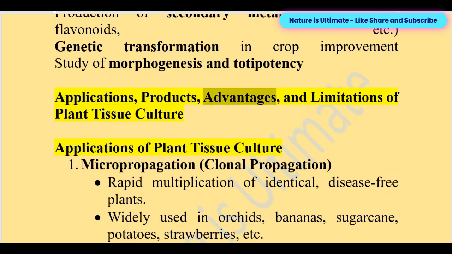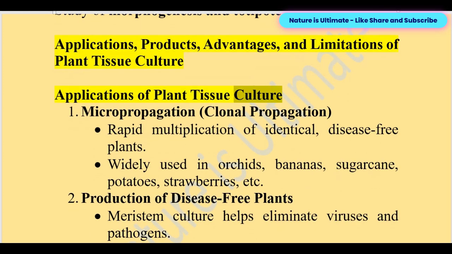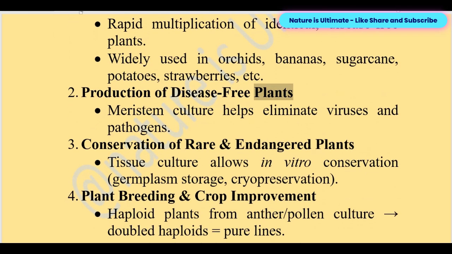Applications, products, advantages, and limitations of plant tissue culture. Applications of plant tissue culture. Micropropagation, clonal propagation. Rapid multiplication of identical, disease-free plants. Widely used in orchids, bananas, sugarcane, potatoes, strawberries, etc. Production of disease-free plants. Meristem culture helps eliminate viruses and pathogens.